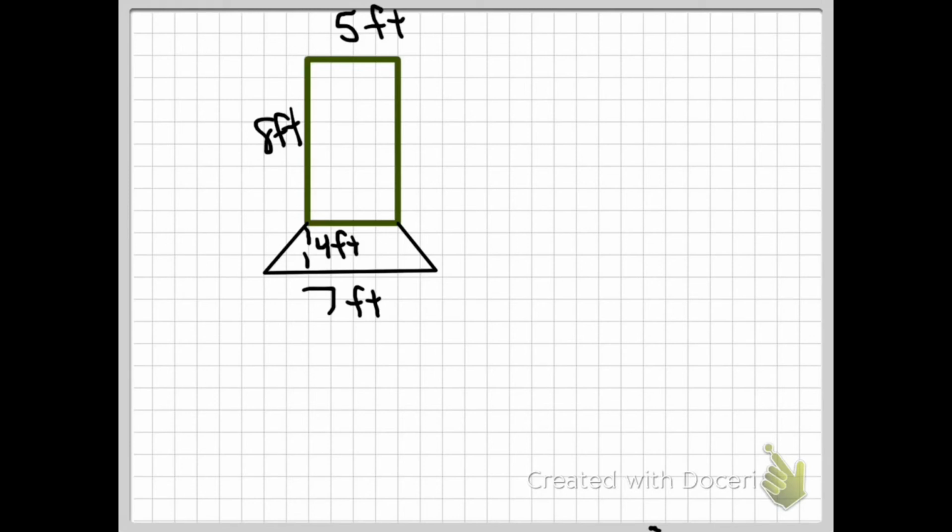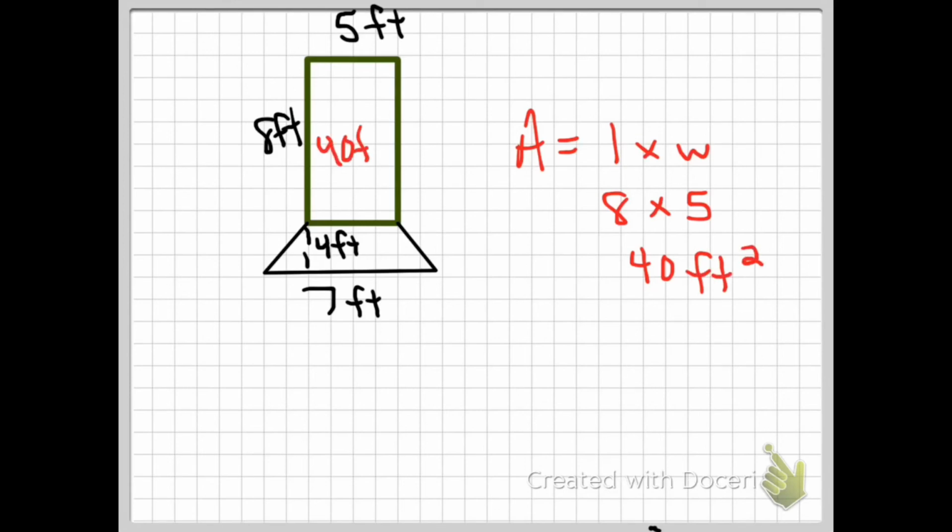The first thing you want to do as you attack this is look for the two different shapes. I can see in green here that I have a rectangle. The area for a rectangle is simply length times width. I don't really care which one you designate as the length or the width. Let's say that 8 is the length and 5 is the width. So for the rectangle portion, we have 40 feet squared.